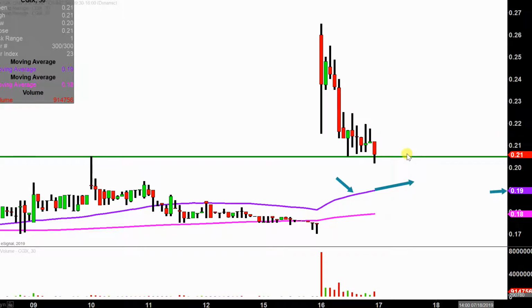Now if 20.5 does not fail, then this doesn't really matter at this point. But in the event that 20.5 cents is not able to hold up on the price, then like I said, you need to get a little bit more proactive as a trader and figure out the current level of that 50-period moving average.